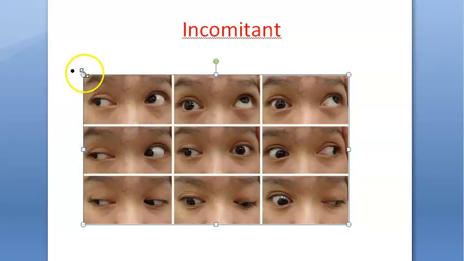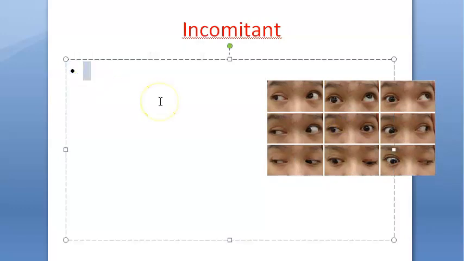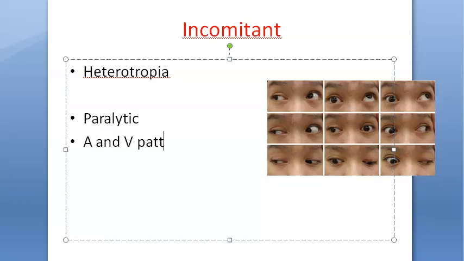So now let us get started with the details of incomitant squint. This is a type of heterotropia, or manifest squint, in which the amount of deviation varies in different directions of gaze. This includes the following conditions: paralytic squint, A and V pattern heterotropia, and restrictive squint. So now let us look at paralytic strabismus.